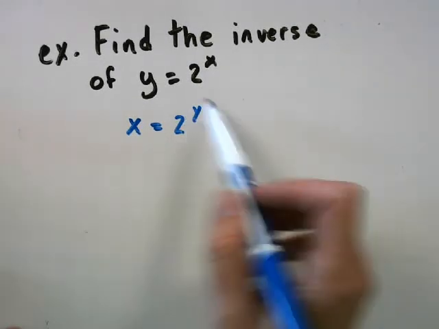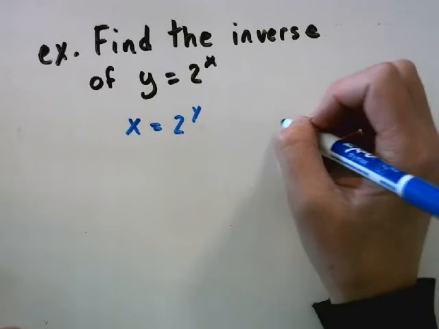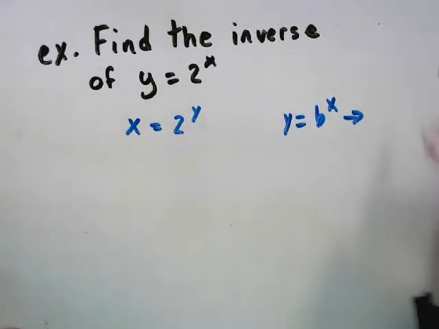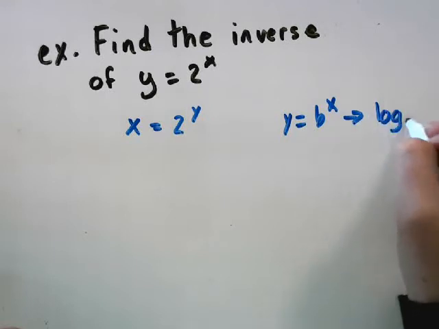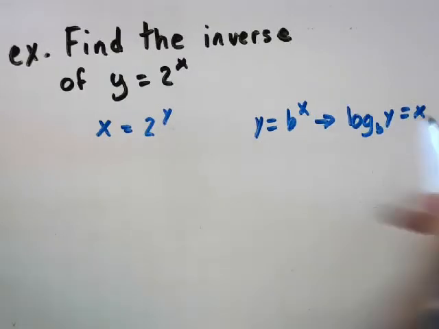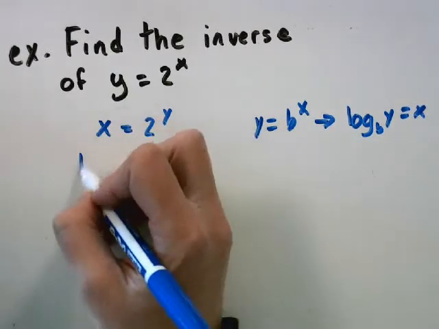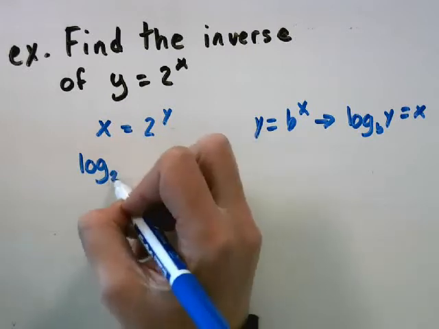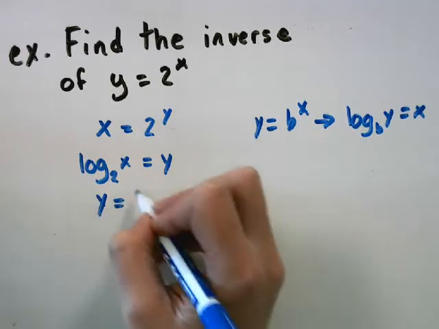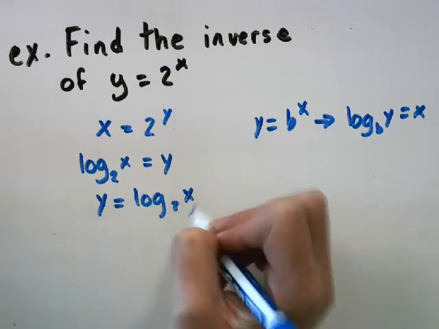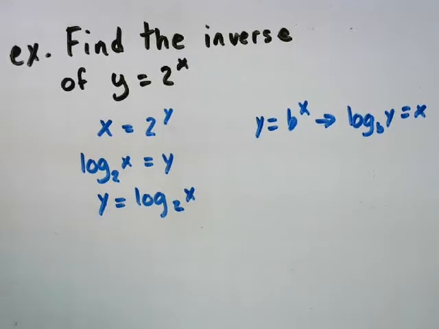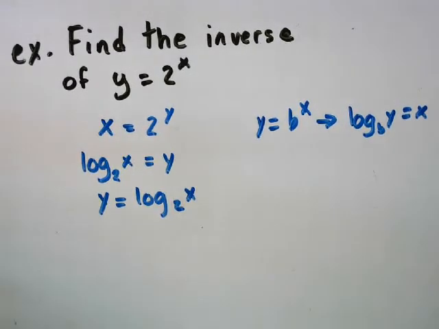Well, what we're going to use is we're going to change the form. So remember, y equals b to the x goes to log base b of y equals x. So the exponent comes out. So if I change this form, this is going to be log base 2 of x is equal to y. Okay, so 2 to the x and log base 2 are inverses, and that's going to follow with all of the other bases.